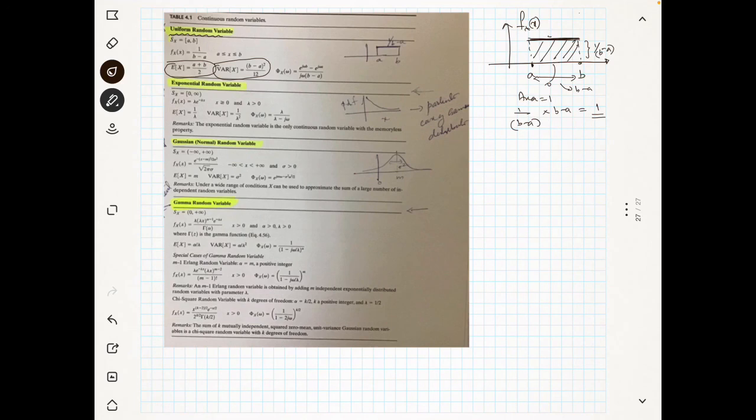Okay, so this is another thing, that is the moment generating function. This I will discuss later. That means we will discuss this later.